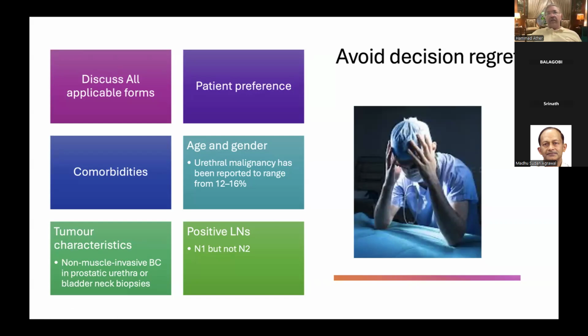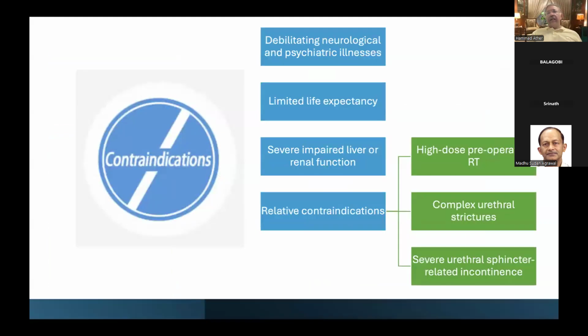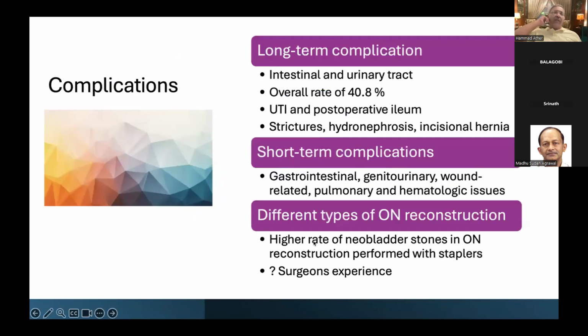Some of our patients who are eligible for orthotopic new bladder, because of the complications and need for revision surgeries, would rather opt for ileal conduit. There are certain contraindications because some of these patients would require regular emptying of the bladder. They would require intermittent catheterization at times. So patients who have debilitating neurological or psychiatric illnesses are a contraindication. Liver impaired patients and patients with renal dysfunction are again some of the contraindications.